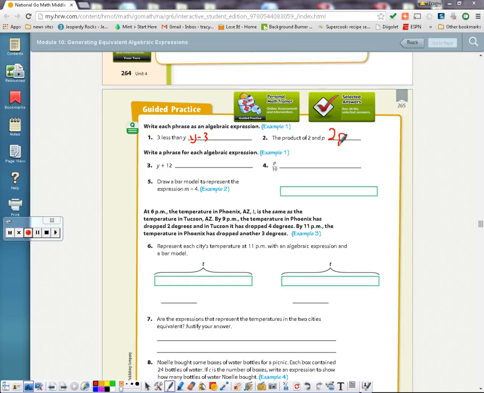Okay, so now go through and write out the phrase, like how we have up here the phrases. So you're going to write out the phrases for y plus 12 and p divided by 10. So go ahead and write out the phrases.